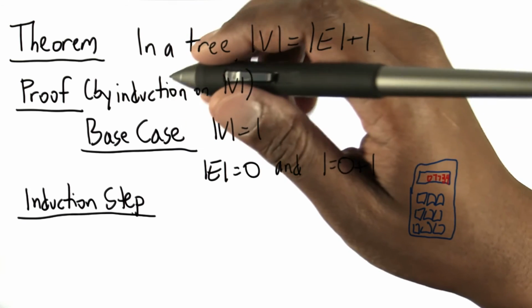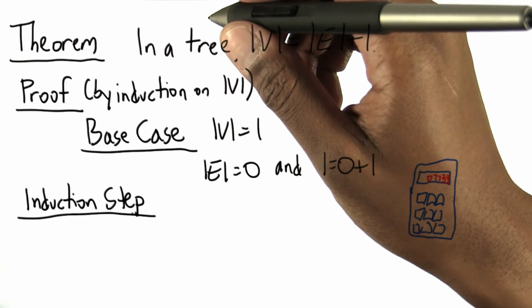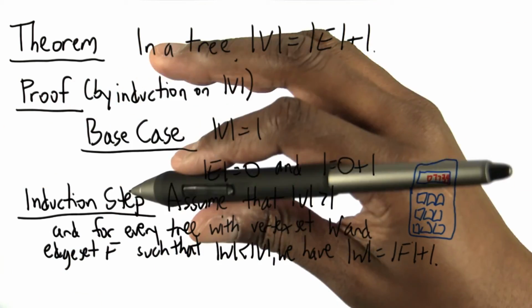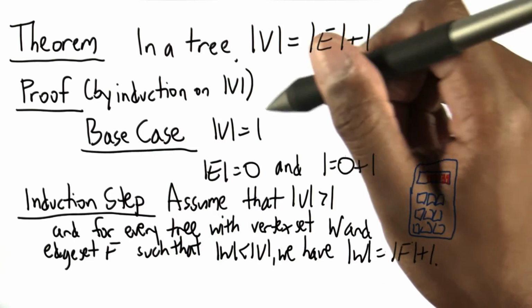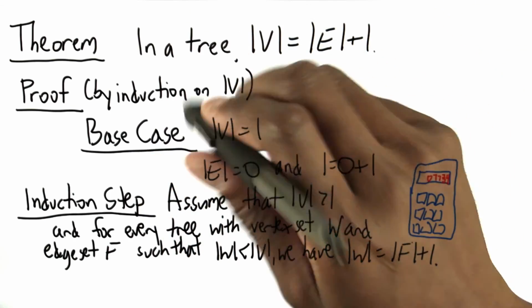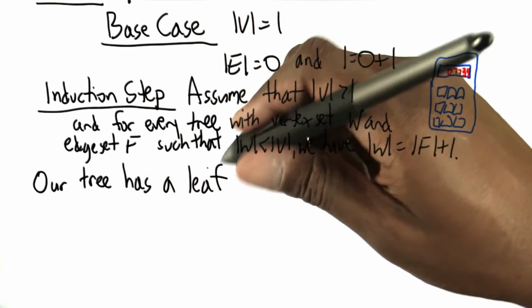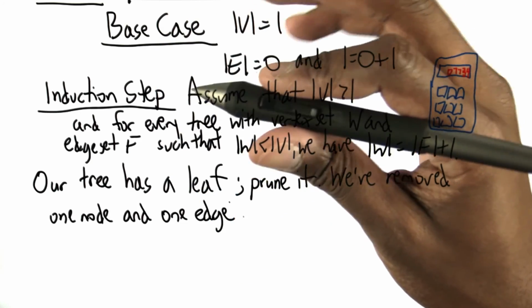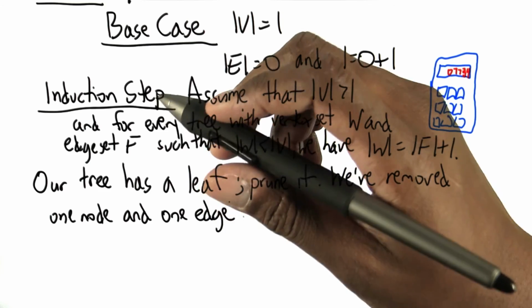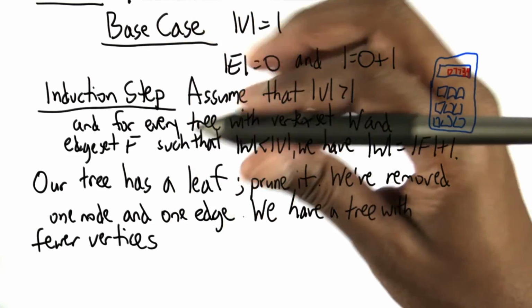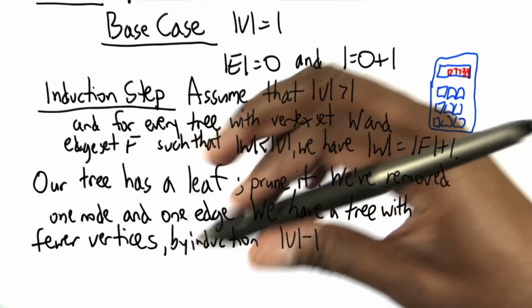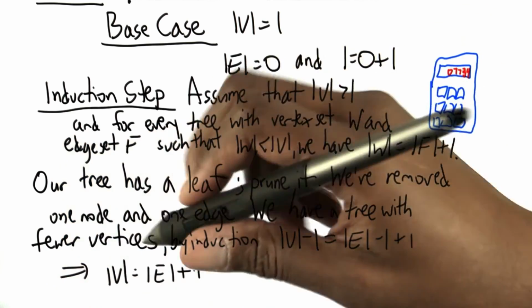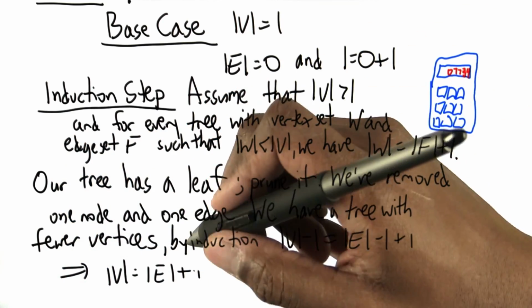For our induction hypothesis, we'll assume that we've proven the theorem for all trees that have strictly fewer nodes than what we now have. So we assume that for every tree with strictly fewer vertices than the one we now have, the number of its vertices equals the number of its edges plus 1. Our tree has a leaf. Just keep going down as far as you can in the tree. Prune it. Since each leaf has exactly one edge going to it, when we prune it, we've removed one node and one edge. We have a tree with fewer vertices, so by induction, the number of its vertices equals the number of its edges plus 1. Therefore, the number of vertices in our original tree equals the number of its edges plus 1. QED.